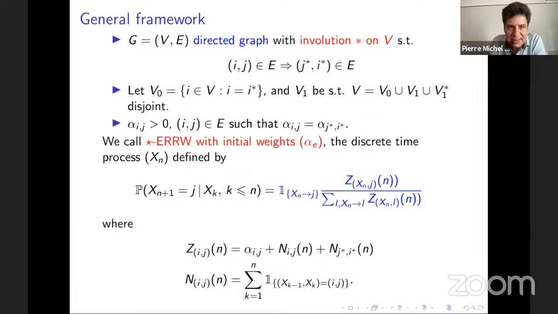So let's define, since we'll use it several times for the star edge reinforced random walk and VRJP also, two sets. One is the set of self-dual points, the i such that i is equal to i star, and another one is simply an arbitrary choice V_1 such that you can write V as a disjoint union of V_0, V_1, and V_1 star. And let's take some initial weights, where you need the condition that alpha_ij equals alpha_{j star i star}.